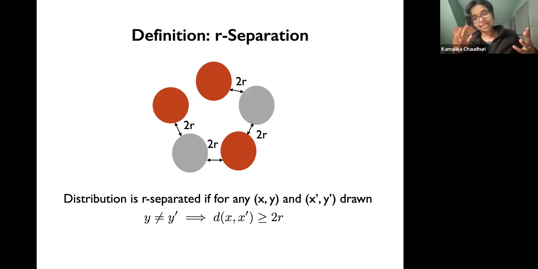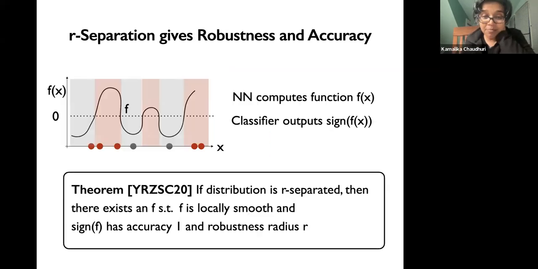So what this means is that if you have points with 2 different labels, they're going to be at least twice r apart, okay? So why is this definition important? This definition is interesting because if your data distribution is R separated, then you can get both robustness and accuracy, right? And it's not too hard to show, but basically what we can show is that if your data distribution is R separated, then there exists a function f.